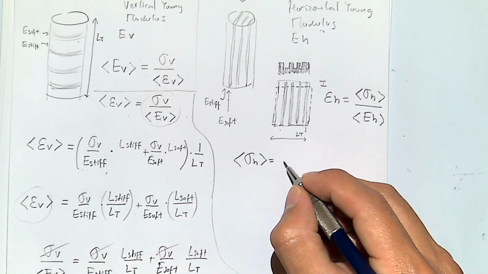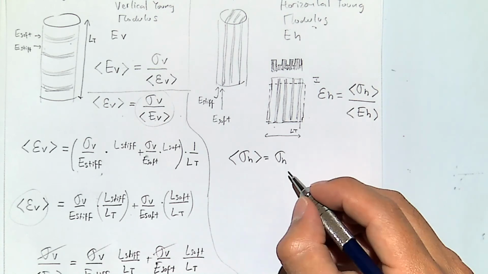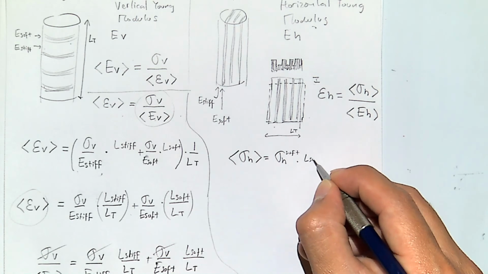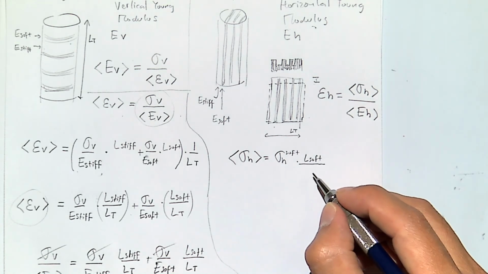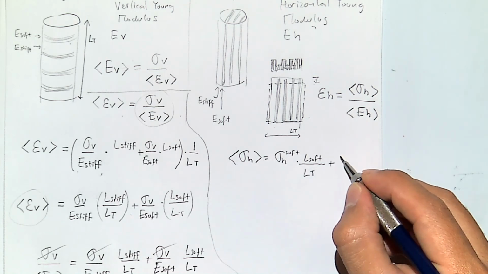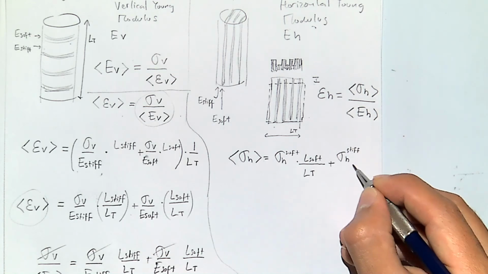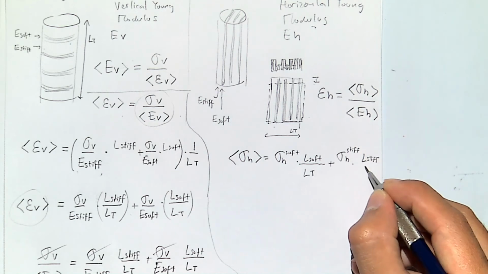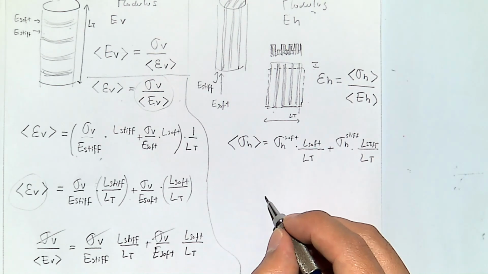No, I think I'm good. So total sigma h is going to be sigma h soft times the length of all the soft layers divided by LT, plus sigma h stiff times the length of all the stiff layers divided by the total length.